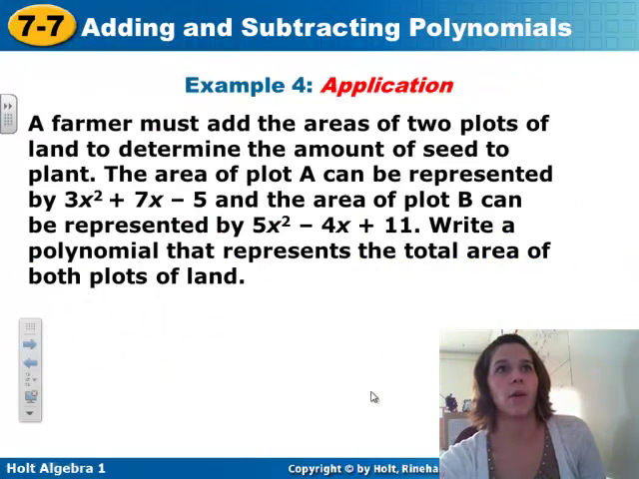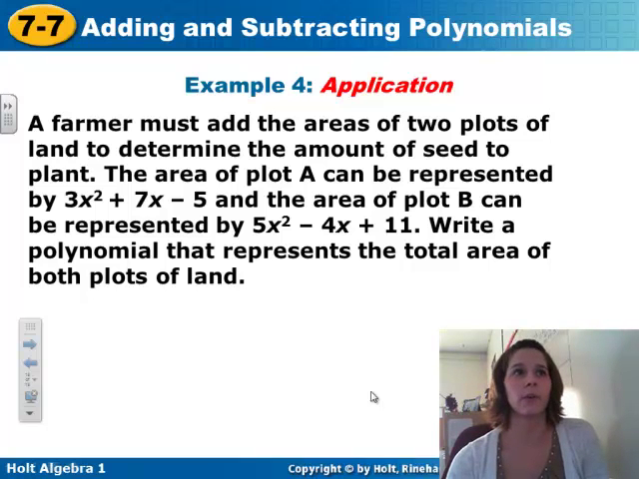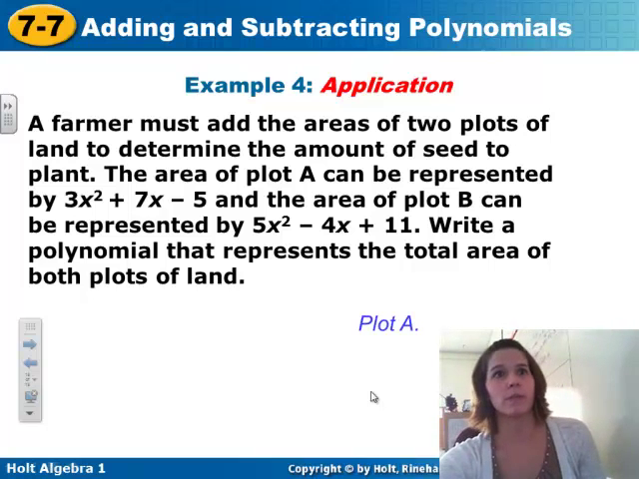Okay, where are we going to use this in the real world? A farmer must add the areas of 2 plots of land to determine the amount of seed to plant. The area of plot A can be represented by 3x squared plus 7x minus 5, and the area of plot B can be represented by 5x squared minus 4x plus 11. Write a polynomial that represents the total area of both plots of land. So I need to combine these two polynomials.